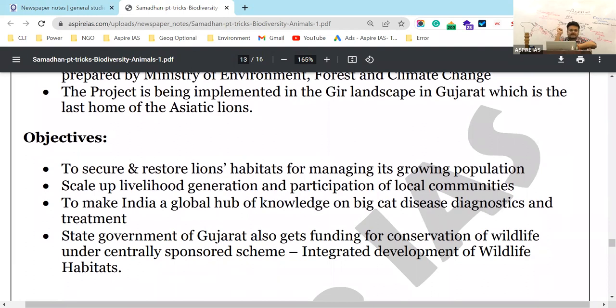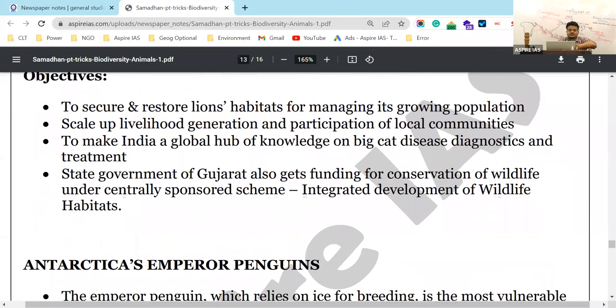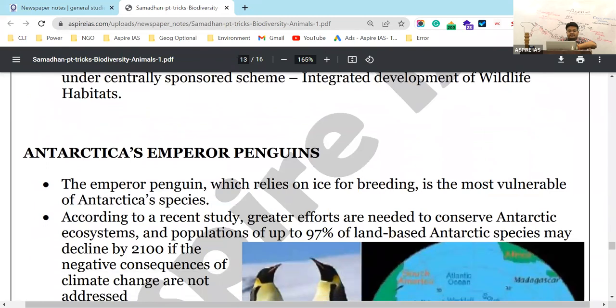अभी थोड़ी देर पहले बताया था that this lion is also affected by canine distemper virus. Objective: to secure and restore lion habitat for managing its growing population. Scale up livelihood generation and participation of local communities to make India a global hub of knowledge on big cat disease diagnostics and treatment.